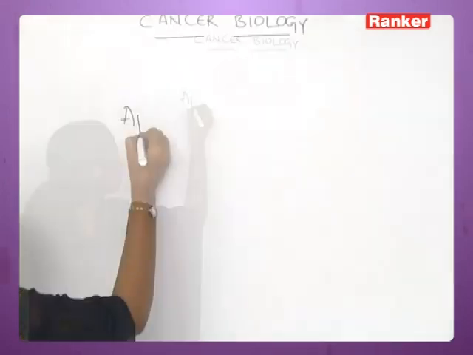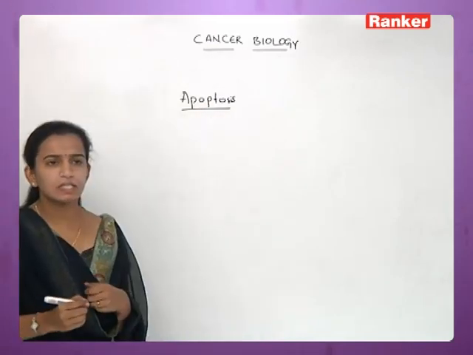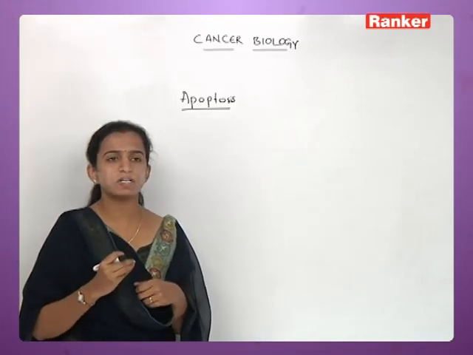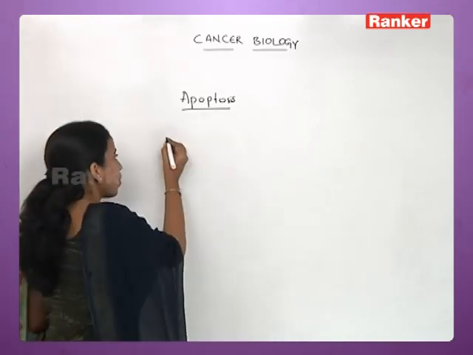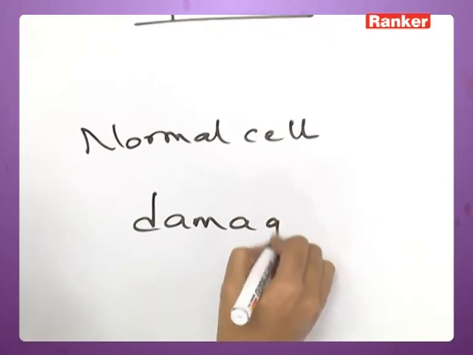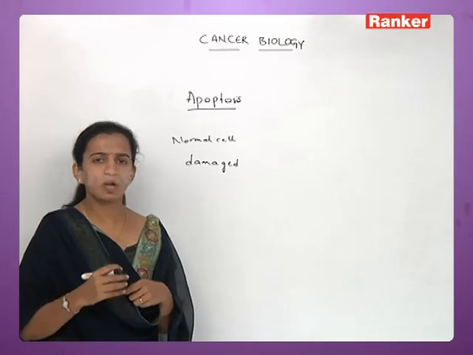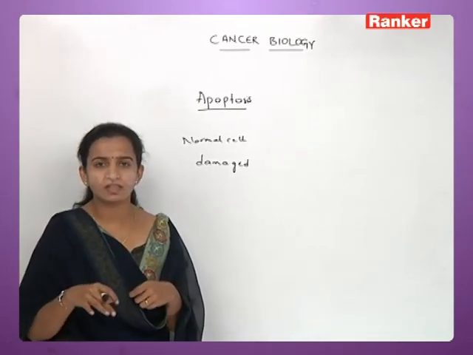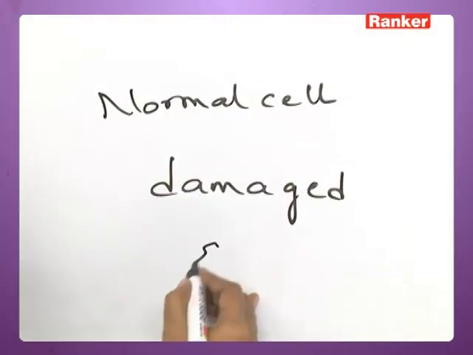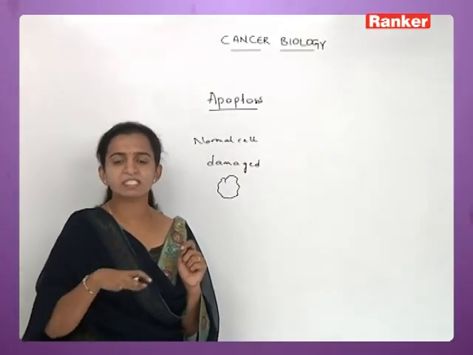So another property you are going to see is apoptosis. Now what does apoptosis mean? If a normal cell is damaged, or there is a deficiency in one cell, it undergoes a kind of self-death. Apoptosis means killing itself. So a normal cell, if it is damaged, is going to undergo this, moving away from there or killing itself.